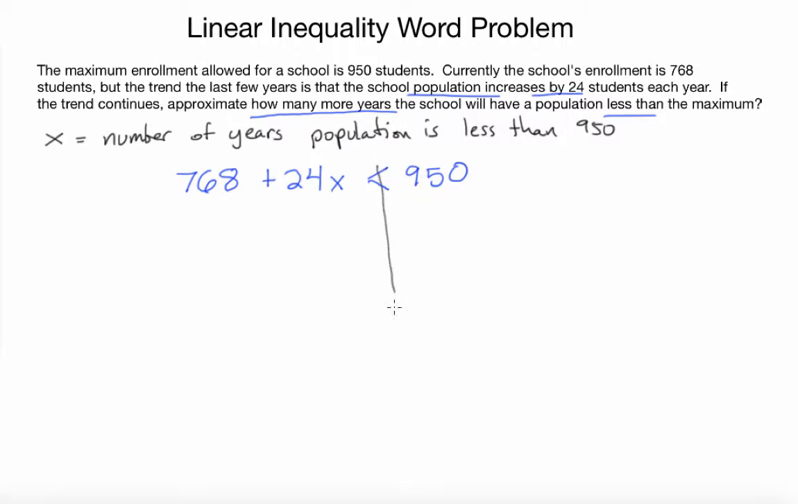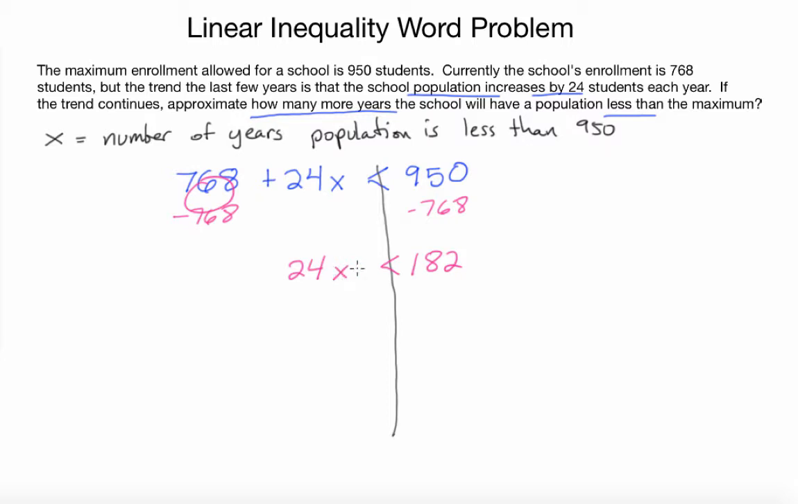So I'm going to draw my line down. This helps me do things to both sides. I've got myself a two-step linear inequality. I'm going to subtract 768 from both sides. Let's work on getting x by itself. So 950 minus 768 is 182. Now we've got 24 times x is less than 182.